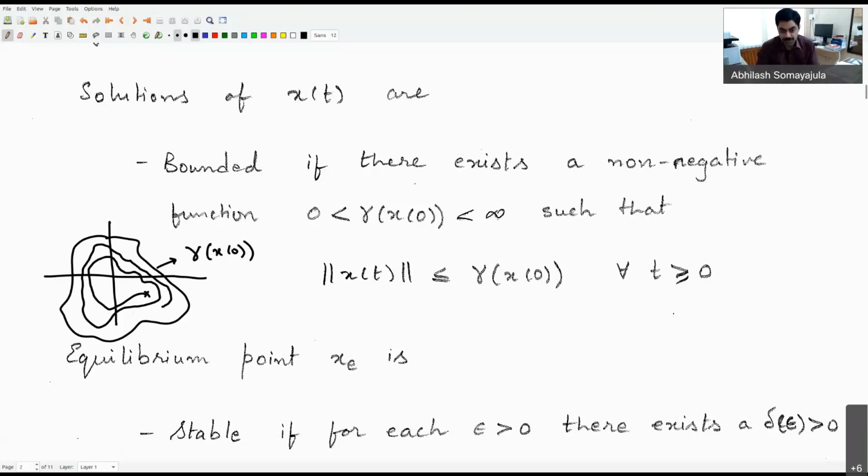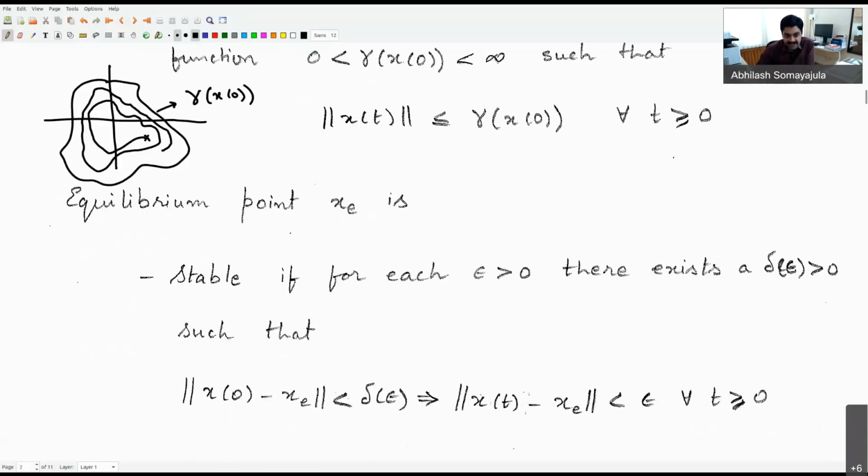Okay. So if the solution space never crosses over this boundary line, then the system is bounded. Is everybody with me? Yes, no? Yes, sir. All right. Then we were discussing the idea that an equilibrium point is stable.